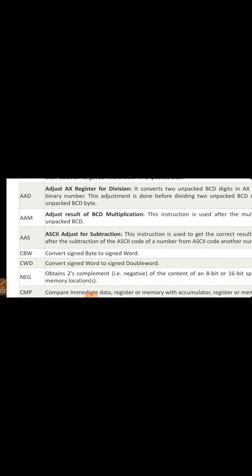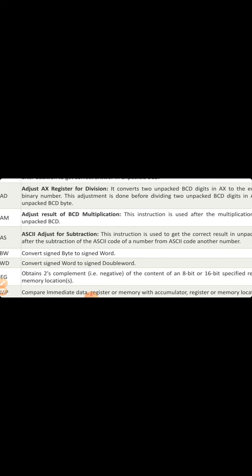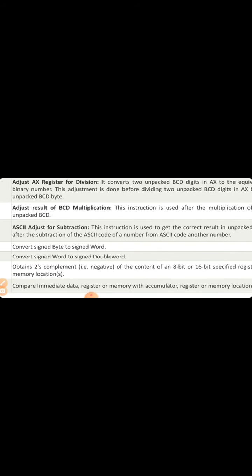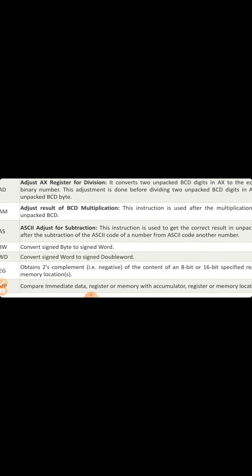Now the next instruction is the AAS instruction, ASCII adjust for subtraction. This instruction is used to get the correct result in unpacked BCD after the subtraction of the ASCII code of a number from the ASCII code of another number.